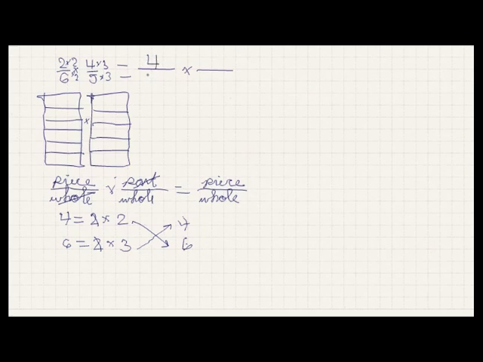2 times 2 equals 4, and 6 times 2 equals 12. 4 times 3 equals 12, and 5 times 3 equals 15.